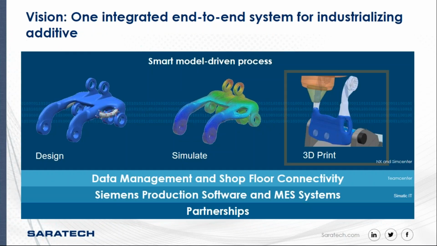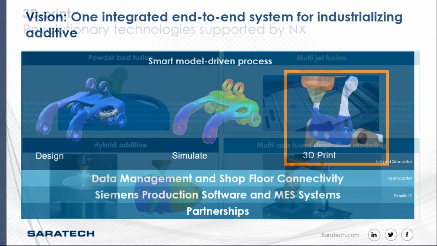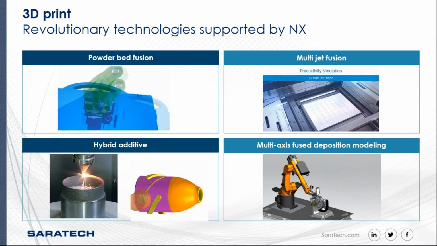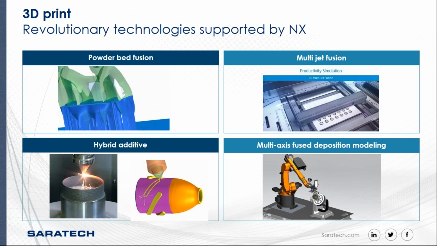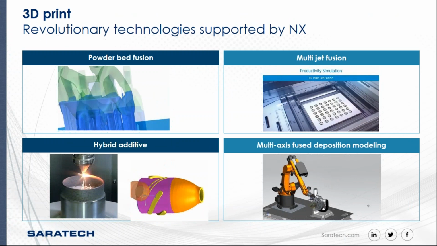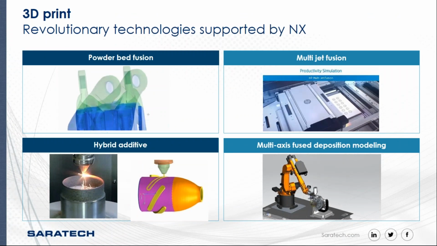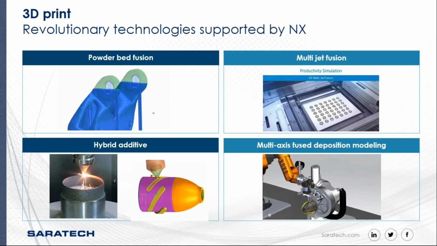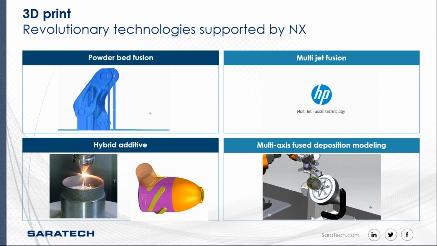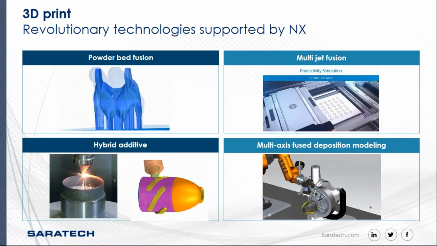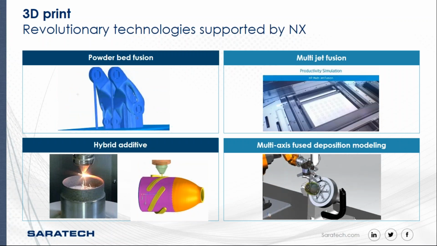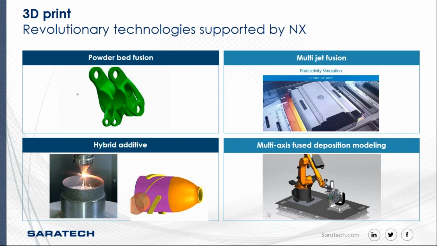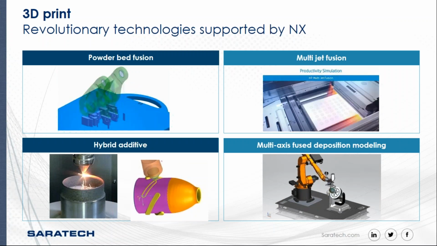Now we're going into the 3D print section. We have multiple types of printers. We have powder bed fusion, multi-jet printers, hybrid additive, where it's an additive subtractive machine, and then we have multi-axis fused deposition, where it's using a robot inside of a robotic platform to deposit the material. It gives you a much larger work envelope, and it's not an individual singular machine.